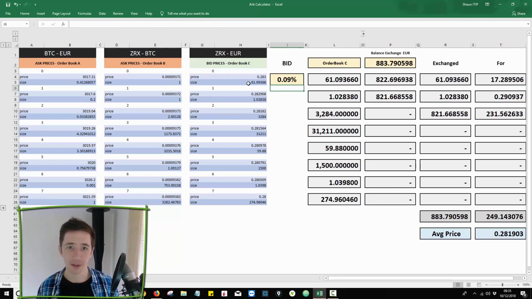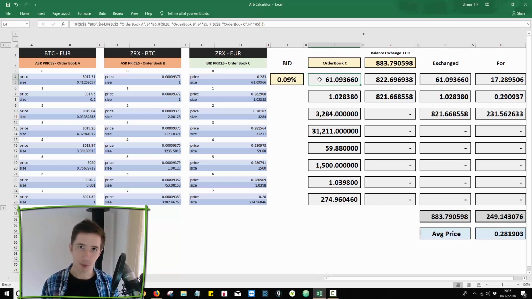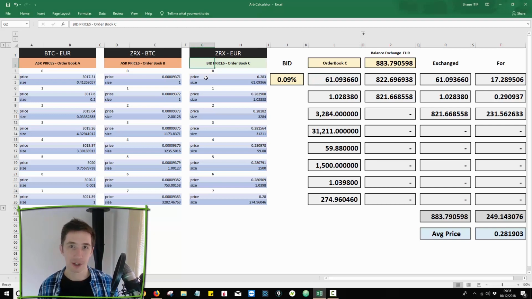Now, one thing you'll notice is it's not multiplying the size times the price anymore to give me the total available amount to trade. Now, I want you to pause the video and think about that. Why do you think, because it's a bid order book, that we don't treat it the same way as the ask? We're not going size multiplied by price. Pause the video, have a think about it, and then hit play.